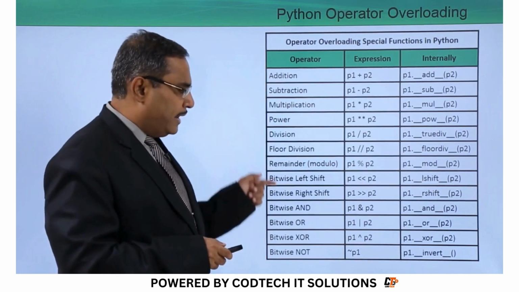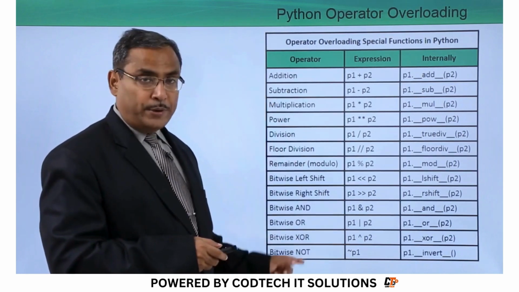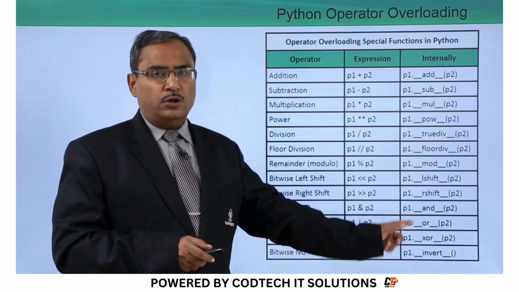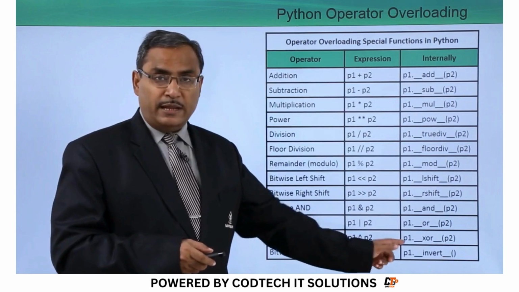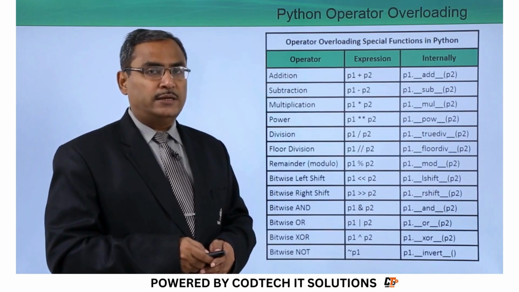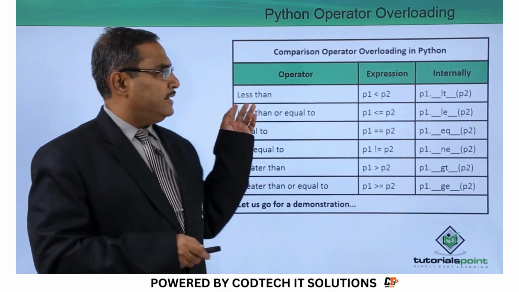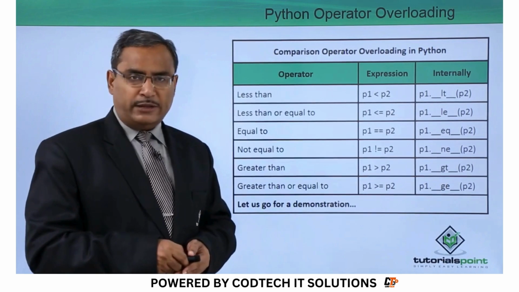So here we are having the list. You can easily check them: we have given the operators, then the expression, and internally which operator overloaded method is getting called. That has been listed in this table in the third column. So here we are having this less than. Here we are having this comparison operator overloading in Python.